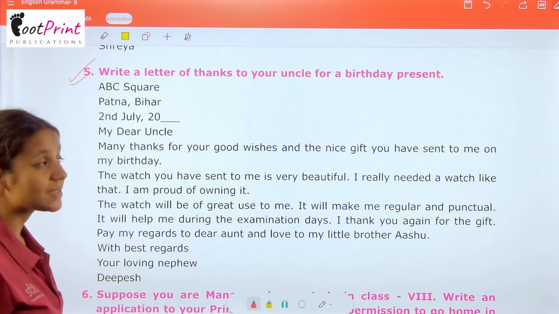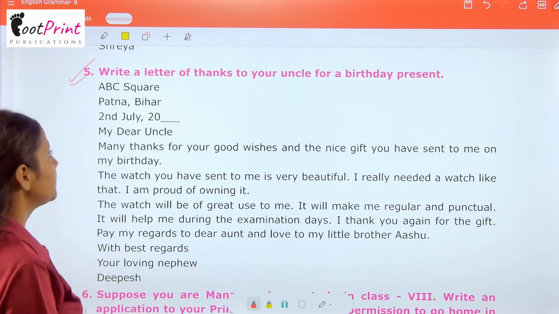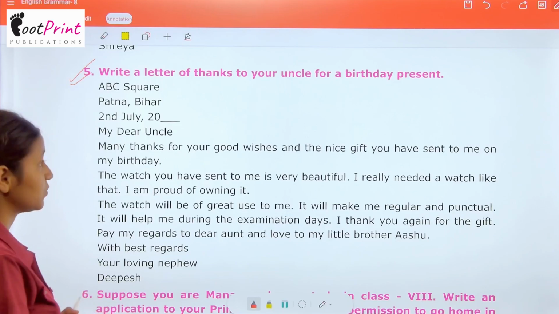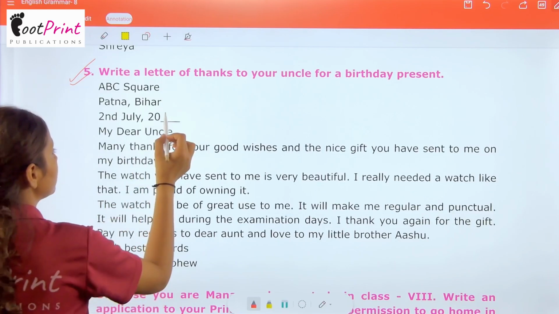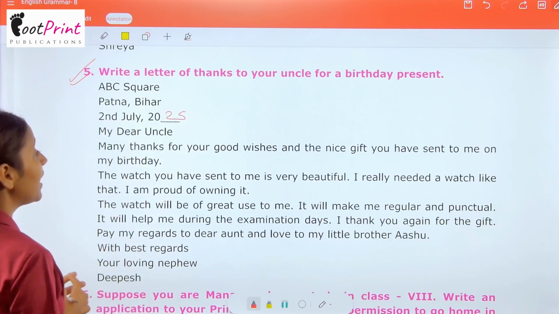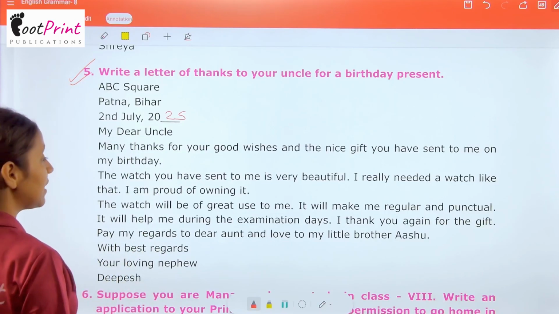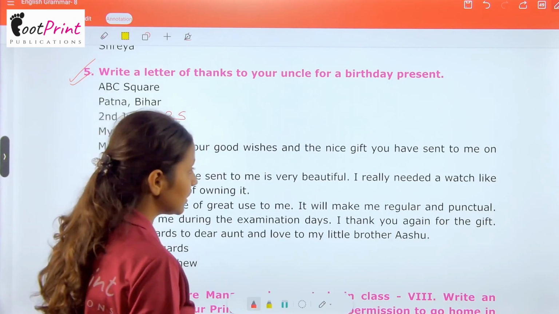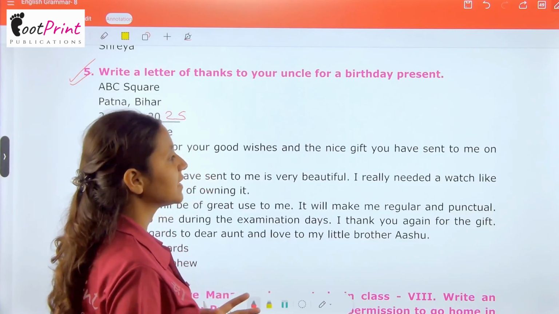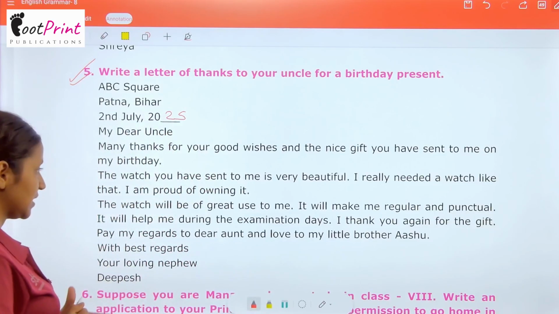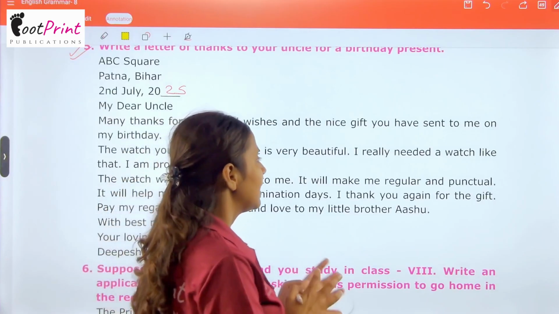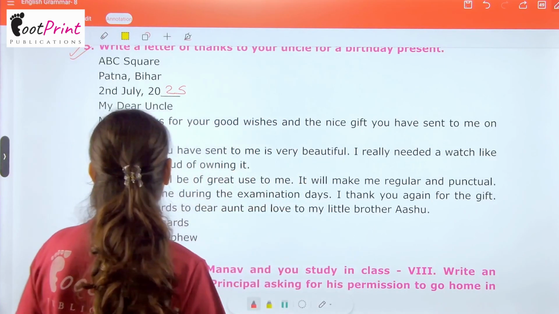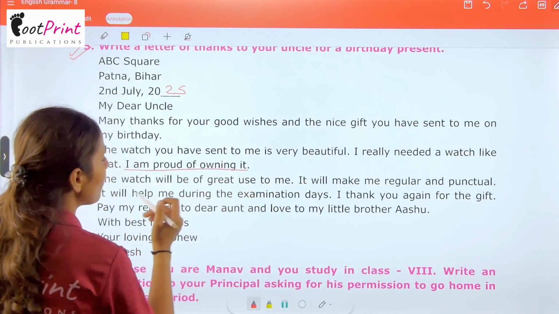a birthday present. ABC Square, Patna, Bihar. Again, this is our address. The 2nd of July 2020, whichever the year is. Then, my dear uncle, many thanks for your good wishes and the nice gift you have sent to me on my birthday. The watch you have sent to me, it's very beautiful. I really needed a watch like that. I am proud of owning it.